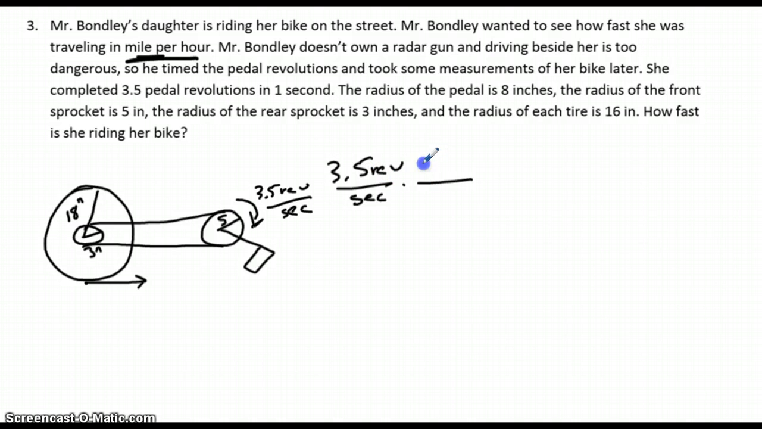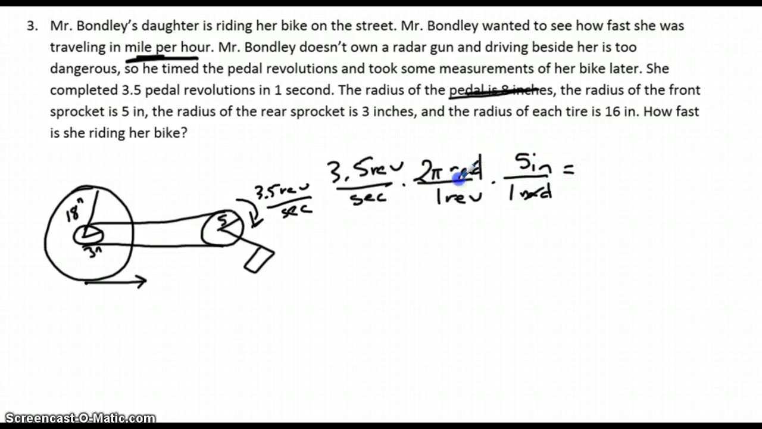All right, so we know that there are 2 pi radians in 1 revolution. We go straight to radians because we know that radians connects angular motion with linear distance. In this particular situation, there are 5 inches in 1 radian. Now, why did I not use 8 inches? Because it doesn't matter in this particular situation. This 8-inch pedal length means nothing. It's just extra information.